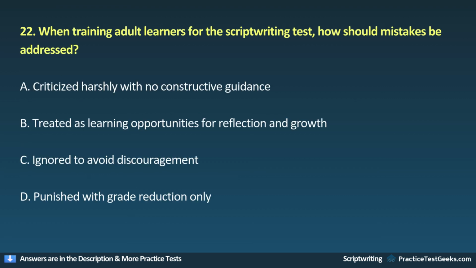22. When training adult learners for the scriptwriting test, how should mistakes be addressed? A. Criticize harshly with no constructive guidance. B. Treated as learning opportunities for reflection and growth. C. Ignored to avoid discouragement. D. Punished with grade reduction only.